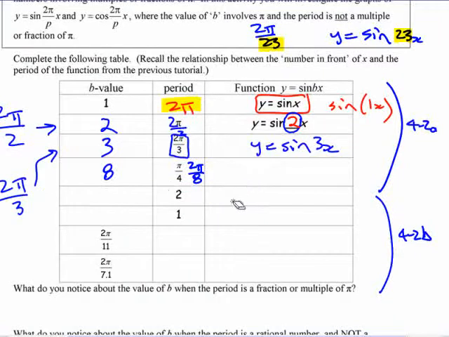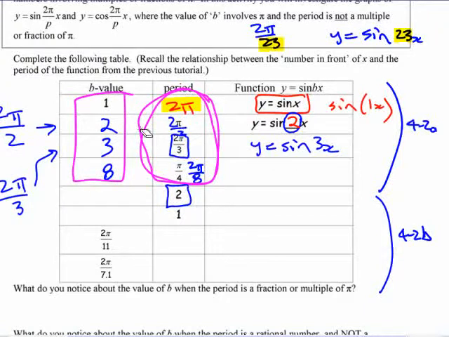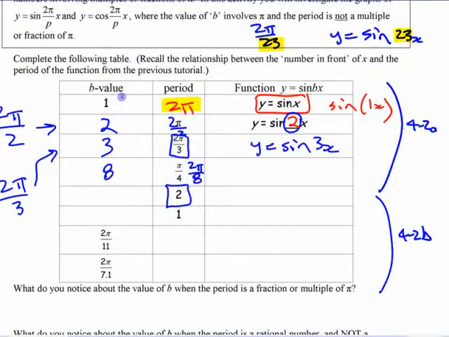If you want the period to be a nice number, let's label these here. These are not so nice numbers. These are nice numbers. These are going to be nice numbers down here. When the period was not such a nice number, the b value was a nice number. Okay? In other words, when the b value did not involve pi, the period involves pi. Just because that's the way the function works, right?